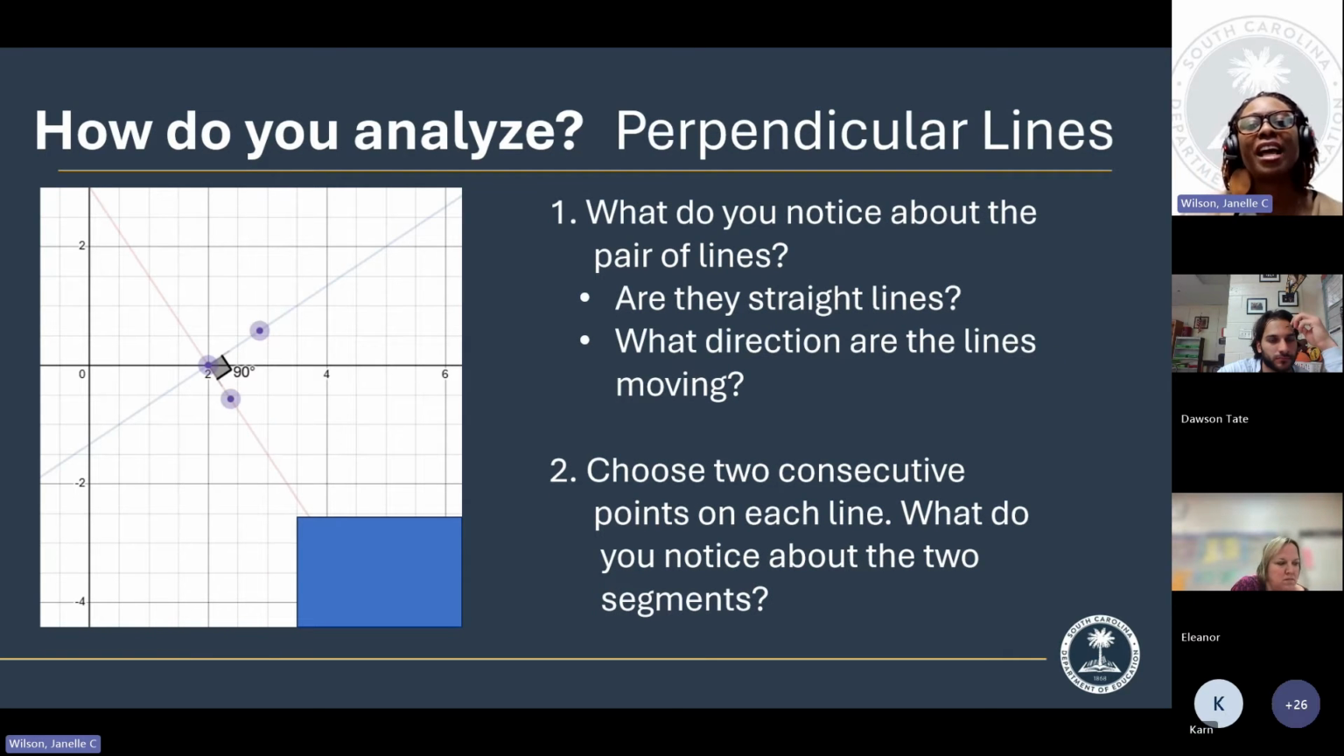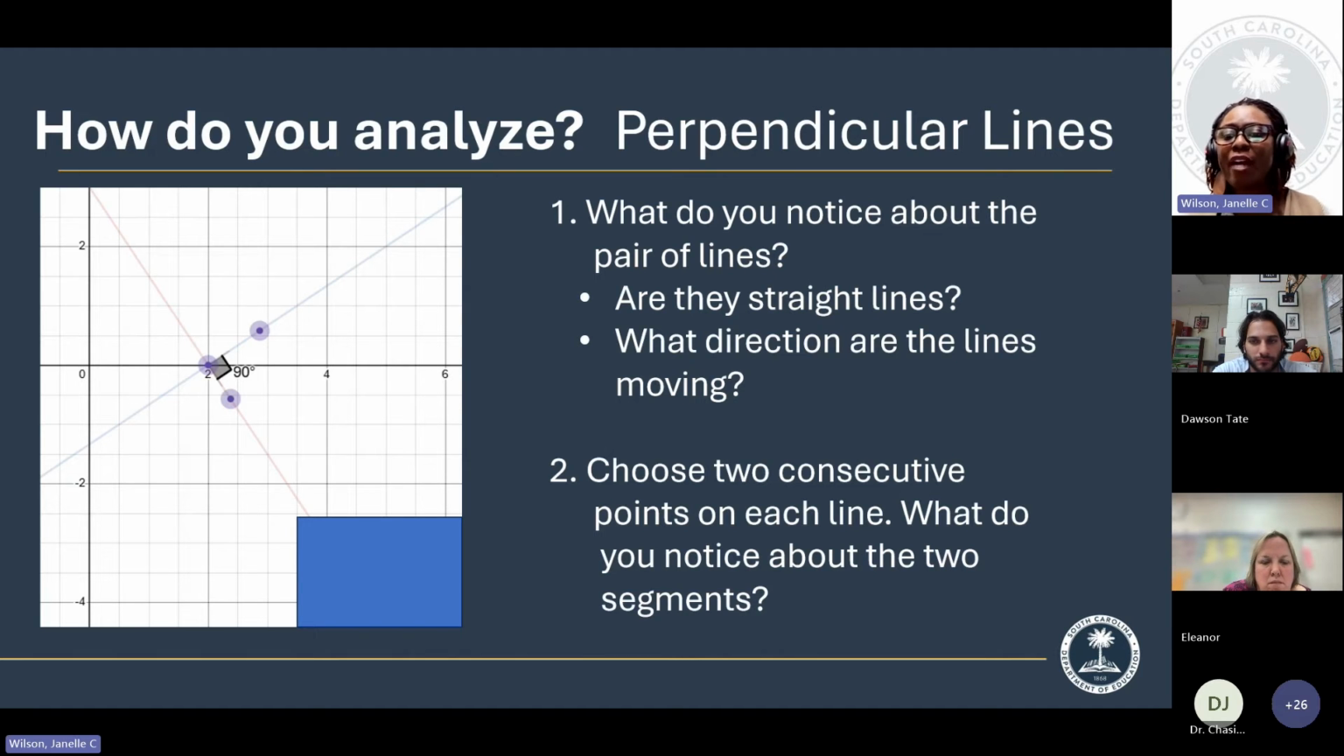How about perpendicular lines? All right, we're looking at these lines right here. What do you notice about this pair of lines? Are they straight lines? What direction are the lines moving? I noticed a four-way stop. Okay. And what do you notice about that when you say four-way stop? They have four right angles. They have four right angles.